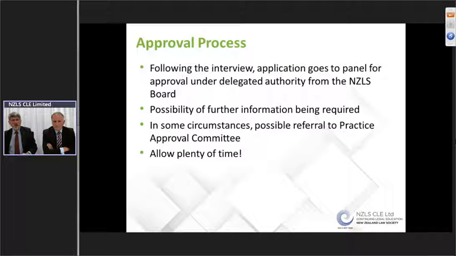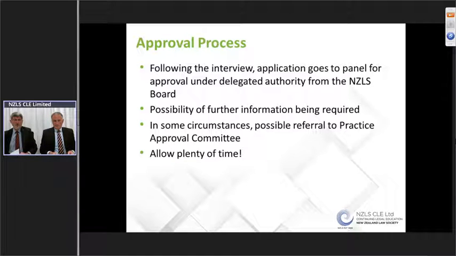Following the interview, your application goes to a panel which, under delegated authority, will decide whether to approve your application to practice on own account. The interview panel does not make that decision. If the interviewers decide that you're not a suitable person, then it's very likely that your application will not be approved. But even if they do, there may be aspects that the approval panel may still have some doubt about and want to ask further questions or get some further information about.